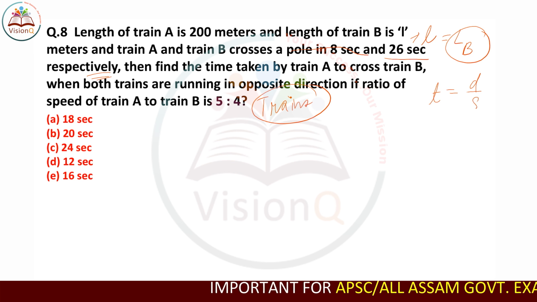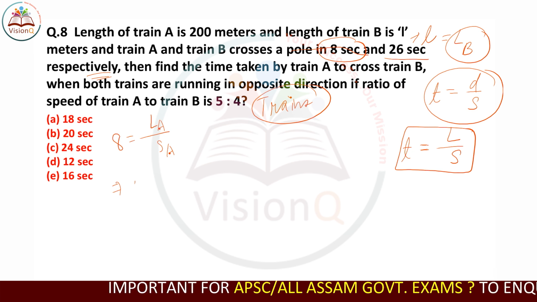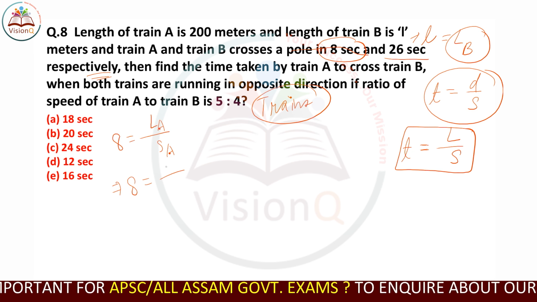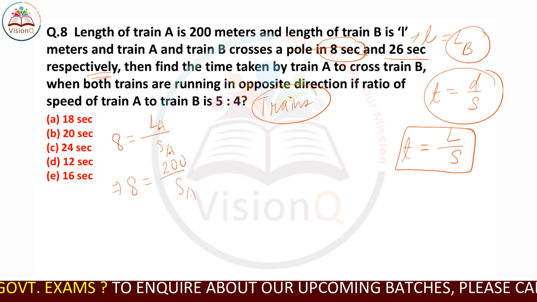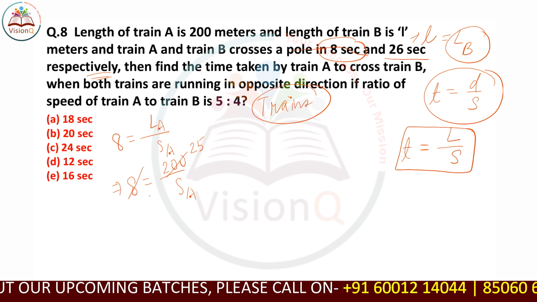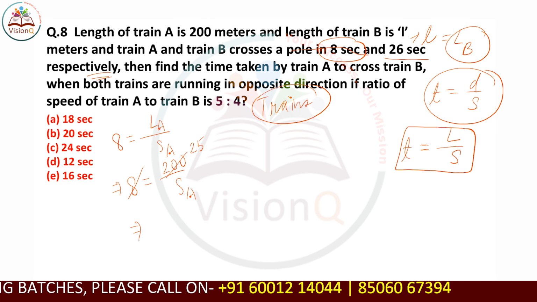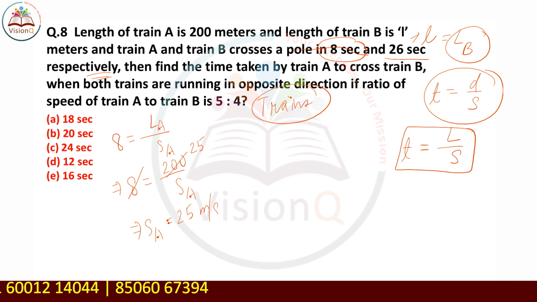Now, time taken by train A to cross the pole is 8 seconds. So, I can write down 8 will be equal to distance divided by speed. It is the length of A divided by speed of A. Now, length of A is already given. Put the length of A in the given equation, 200. You will get the speed of A from here. 8 2s are 16, 8 5s are 40. So, speed of A becomes 25 meter per second.